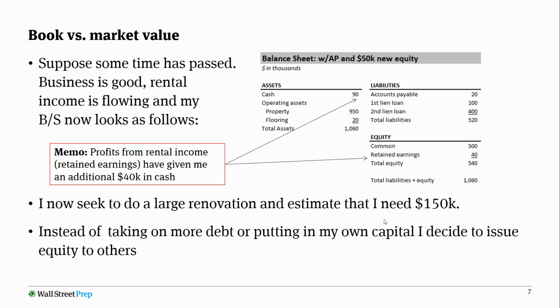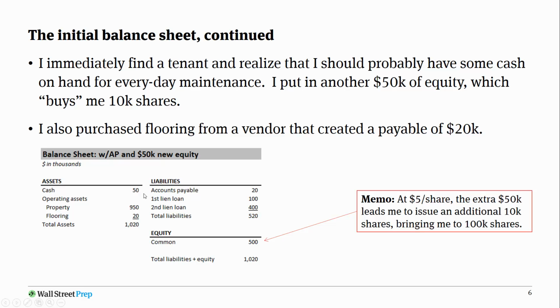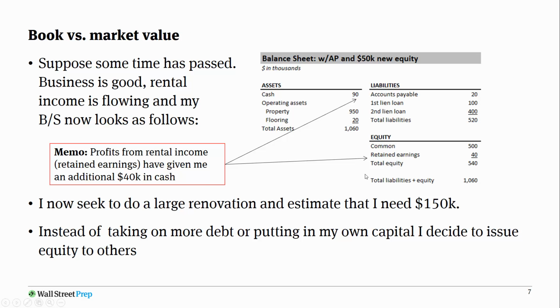Business is good. Rental income is flowing, and my balance sheet now looks like this. So I've got some profits that have been generated to retained earnings, right? When you generate profits during the year, that flows to equity as well. It's not the same as common equity, but it flows to equity, bumping up your total equity to 540, and that increases my cash from the prior 50 to 90. So hopefully that makes sense.